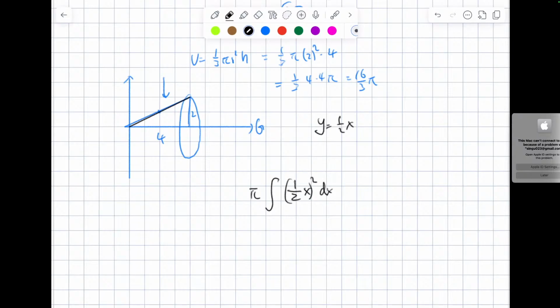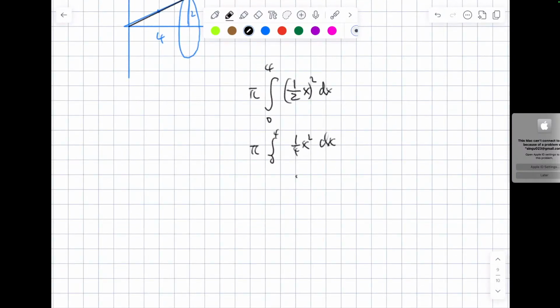And this is a square, right? From where to where? 0 to 4. Okay, so that's equal to pi integral from 0 to 4 of 1/4 x squared dx. Is that okay? X cubed over 4 between 4 and 0.